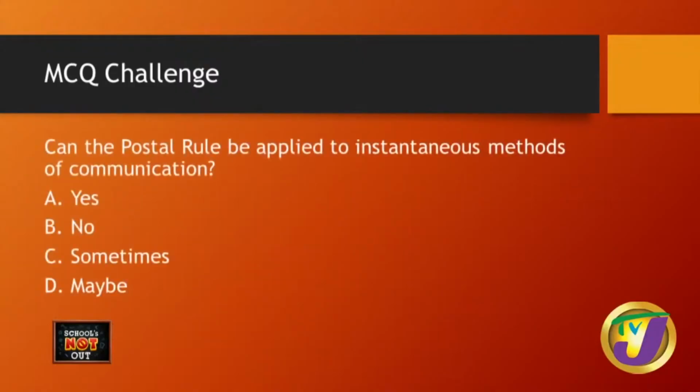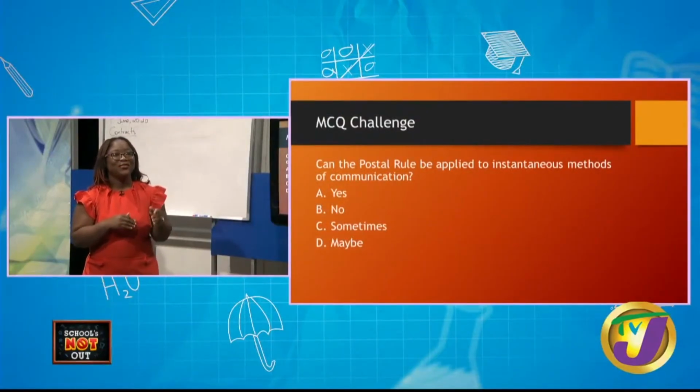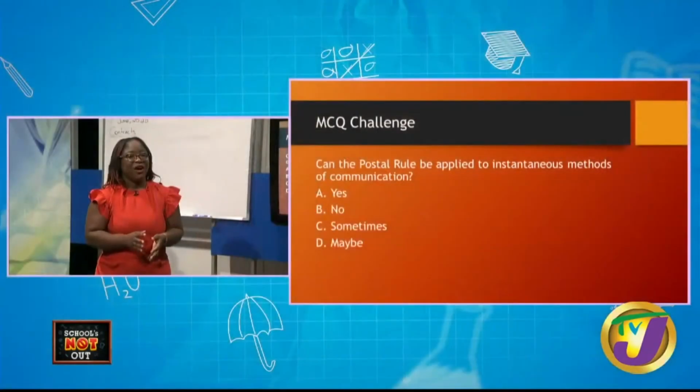Okay, and here is our final question for today before we do our little recap. So the final question says, can the postal rule be applied to instantaneous methods of communication? Now, before we look at the answer to this question, let's run through, what does the postal rule say again? Remember what it says? It says that if an acceptance is being made through the mail, it is enforceable once it hits the postal office. So once you've mailed out that acceptance, it is enforceable. Now, and that is if the condition of the offer is open to that type of acceptance.